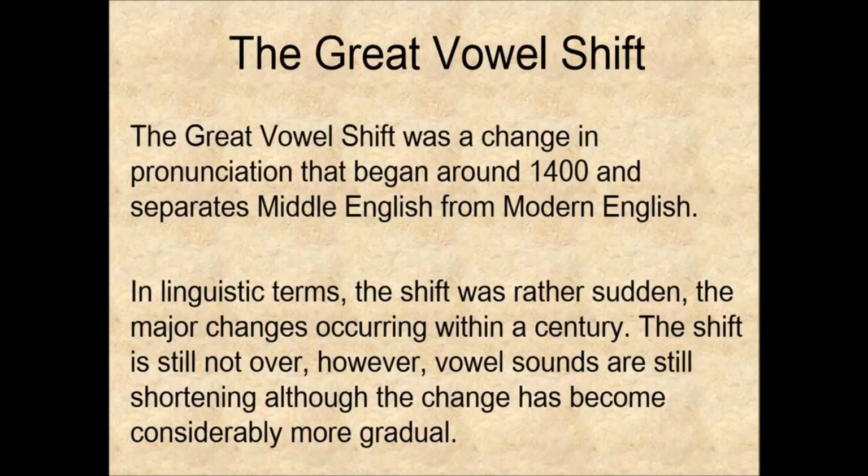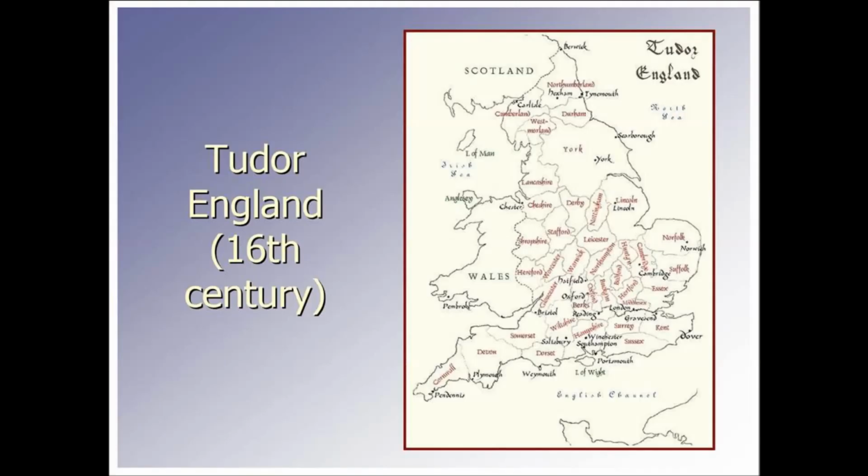Towards the end of the Middle English period, a sudden and distinct change in the pronunciation started, with vowels being pronounced shorter and shorter. This is known as the Great Vowel Shift. It was a change in pronunciation that began around 1400 and separates the Middle English period from the modern English period. In linguistic terms, the shift was rather sudden, abrupt, the major changes occurring within a century. The shift is still not over. However, vowel sounds are still shortening, although the change has become considerably more gradual.